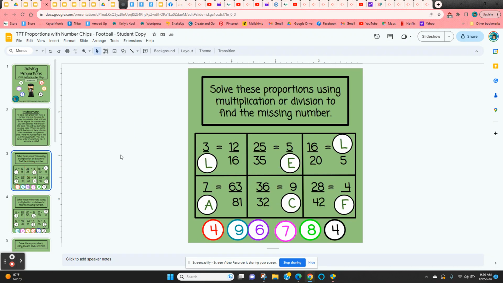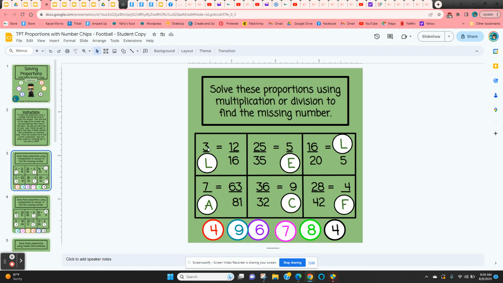On slide 3, students are going to be moving these number chips into the correct place to solve the proportion. So, they've got every number that they need. If they get toward the end and the numbers aren't working, they know they've made an error and they need to go back and check.